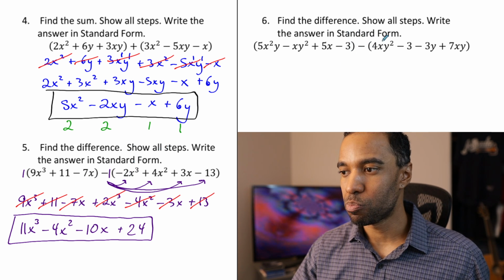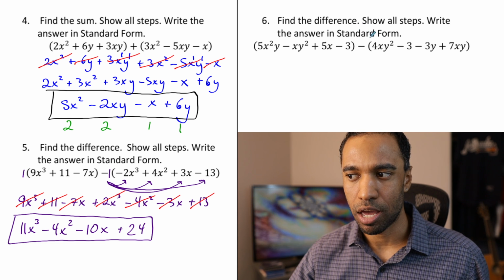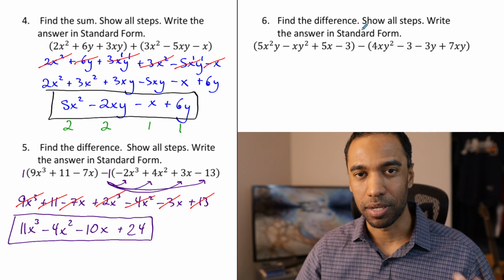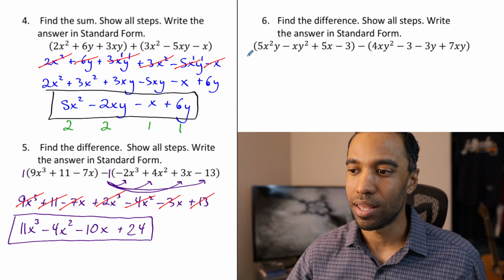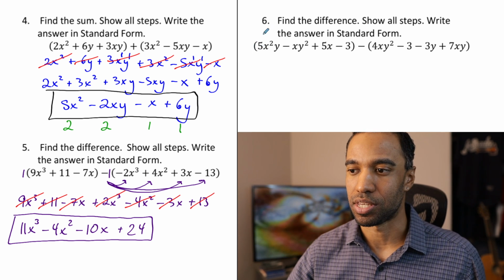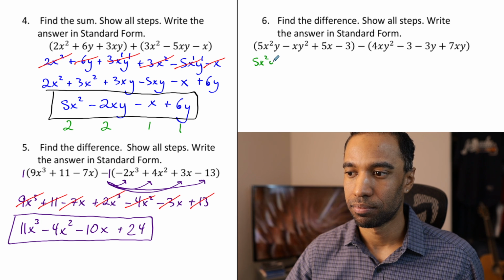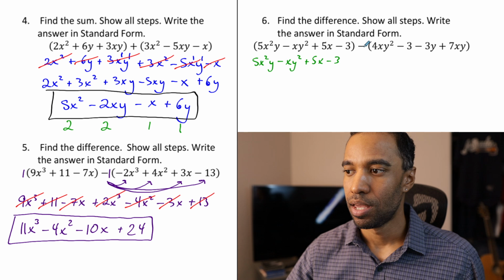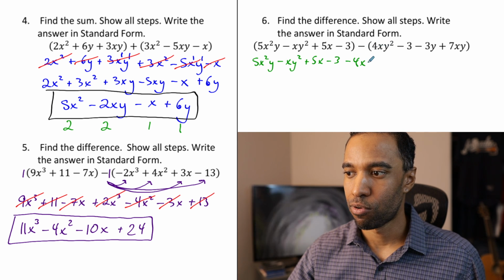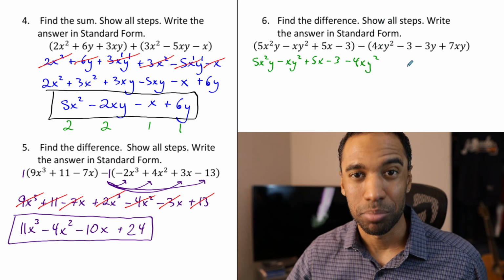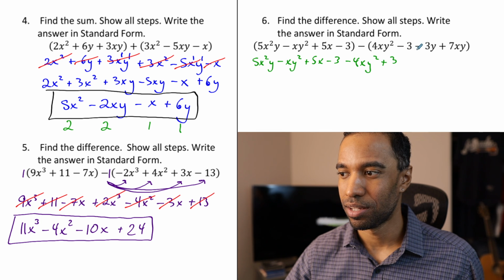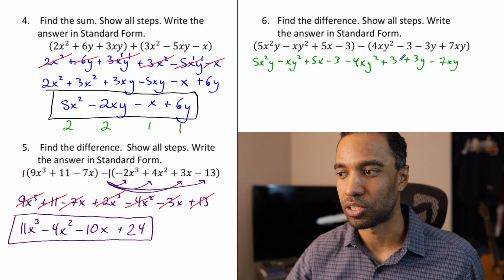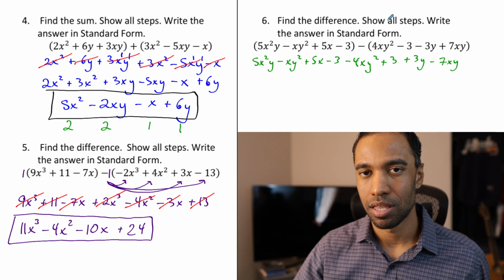Okay, I'm going to do that one more time in this problem here. See if you can understand the distribution of the negative without me drawing all the arrows here. Basically, all these signs are going to change. From whatever they are, they'll become the other thing. So rewriting this without parentheses, it becomes 5x squared y minus xy squared plus 5x minus 3. Then minus 4xy squared plus 3, plus 3y minus 7xy. Notice how I changed all the signs inside that quantity because we subtracted the quantity.